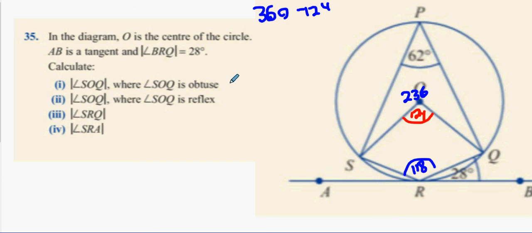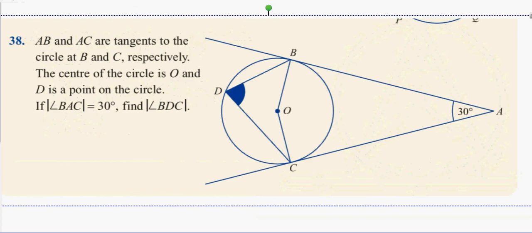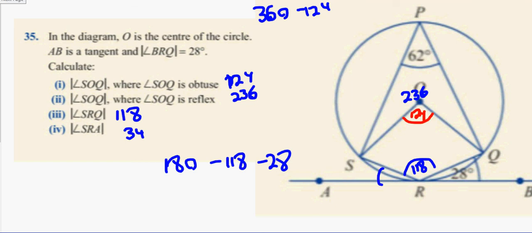So what's that? That's 124, 236, SRQ, 118. 118, SRA, 118. S to R to A. Oh, that's handy enough. 180 take away 118 take away 28, which is 34. Happy days. We all good? Alright. Oh, look at that beautiful diagram. Sorry, sir, what was the answer for the last one? 34. Yeah. Okay.